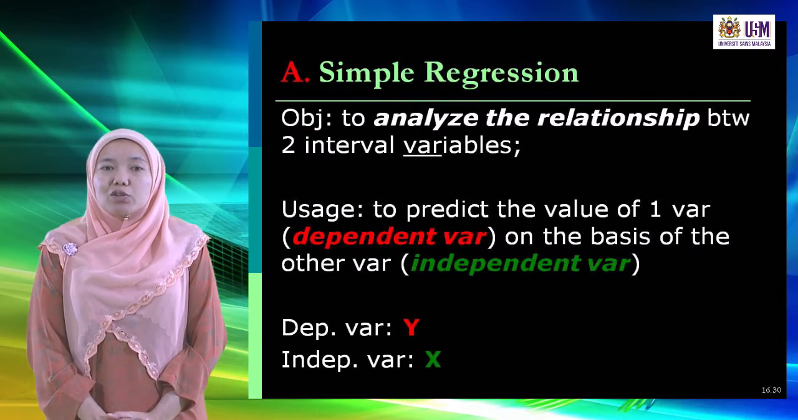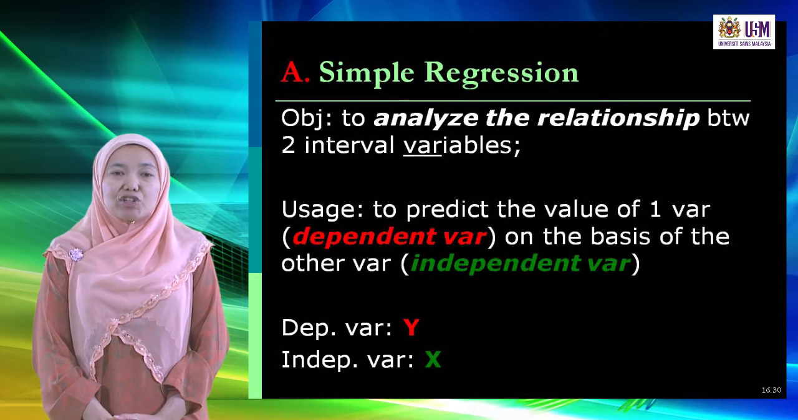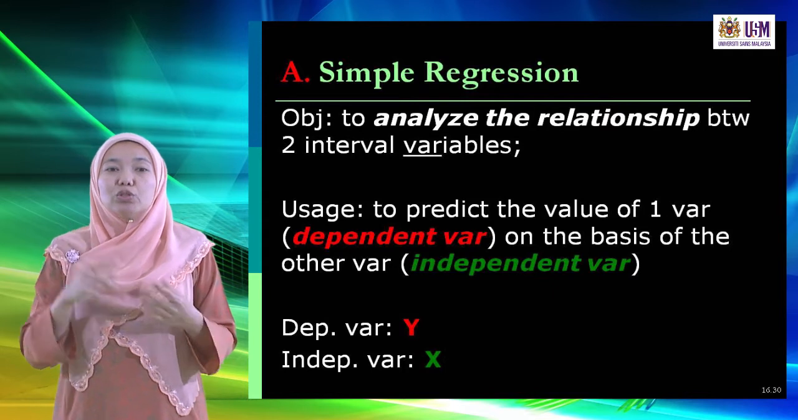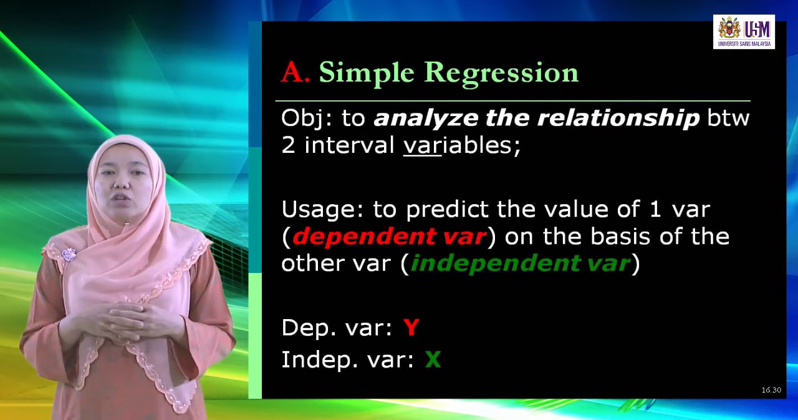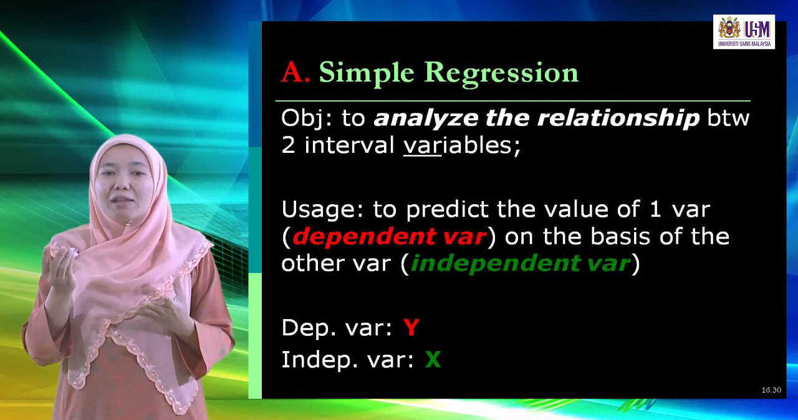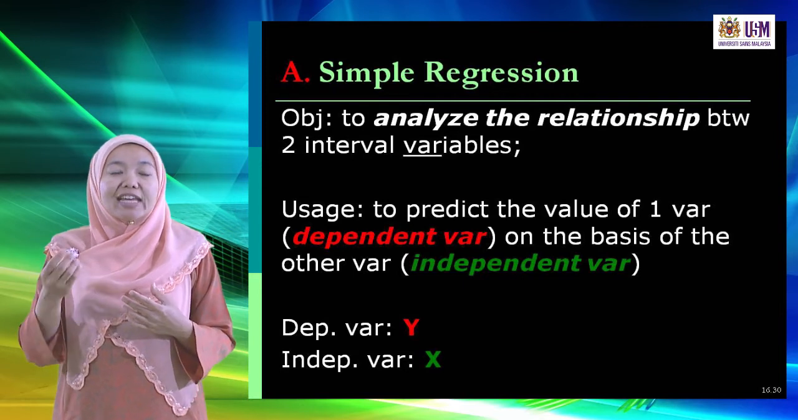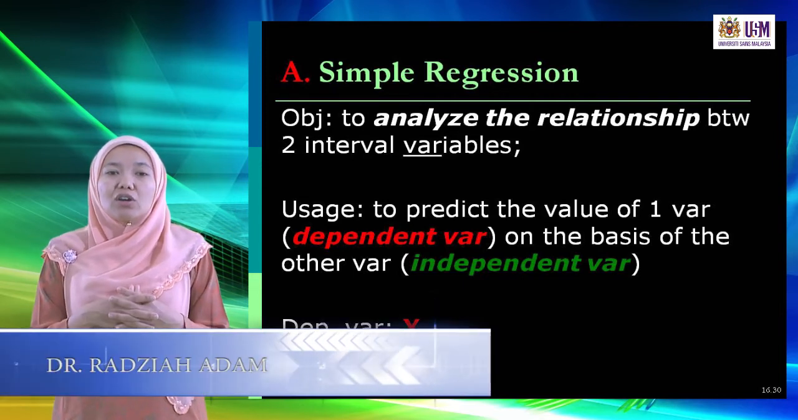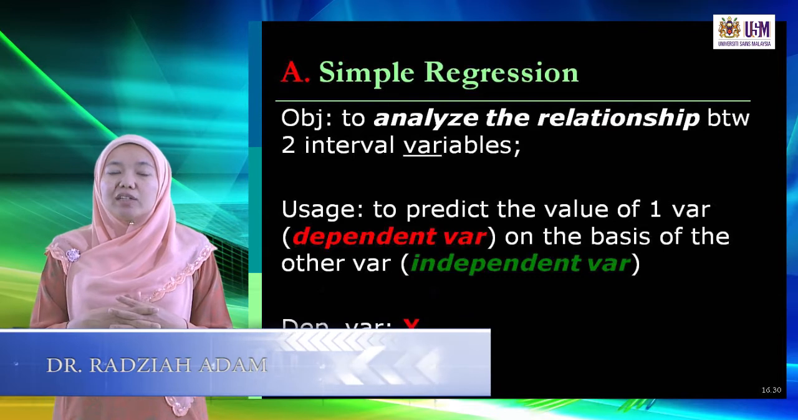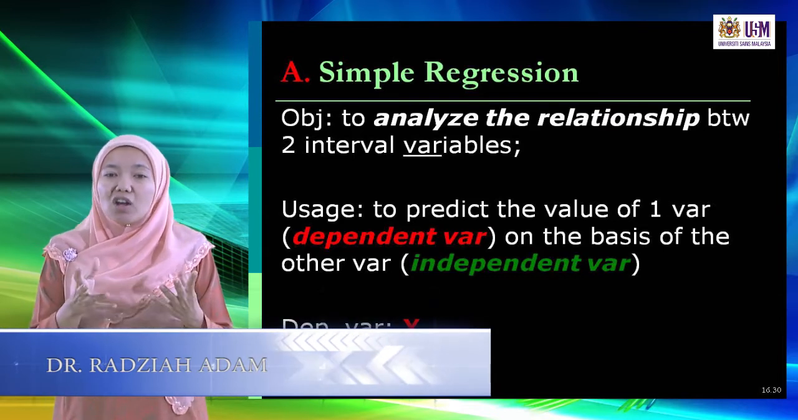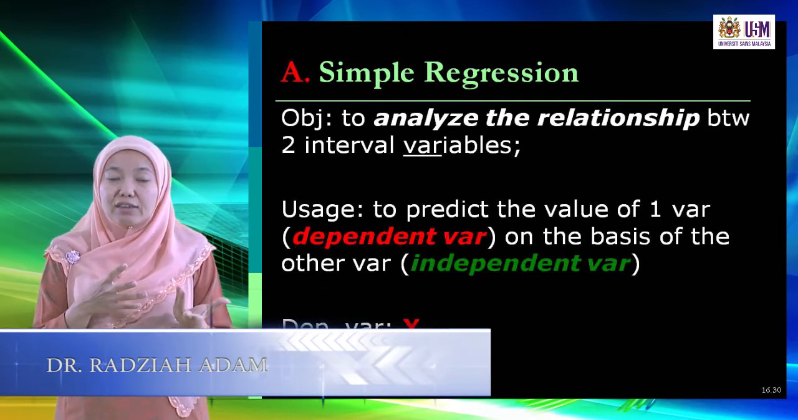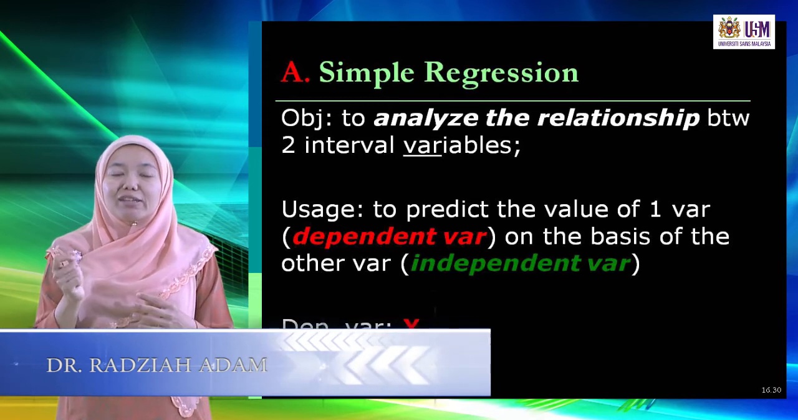Let's look at the first one, where we discuss simple regression. When we discuss simple regression, our objective is to analyze the relationship between two interval variables. So what's the use of simple regression? It's basically used to predict the value of one variable. This variable is usually known as the dependent variable, or your effect, on the basis of the other variable, your independent variable or your cause. So your y is your dependent variable, the effect, while your x is your independent variable, that is your cause.